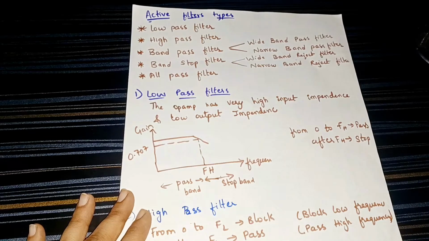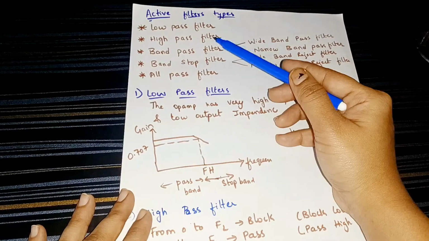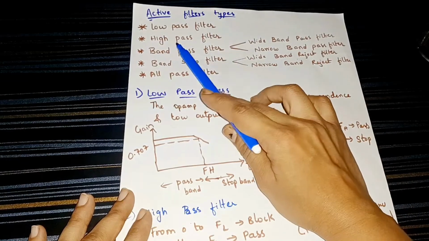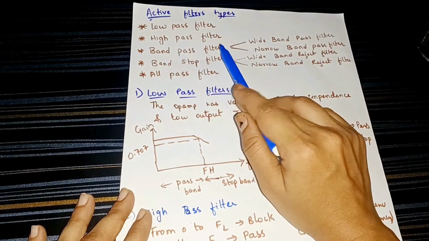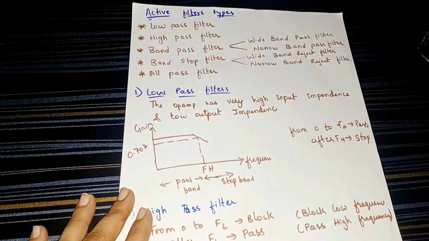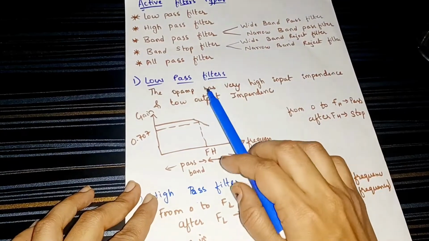Hello everyone, in this video we are going to discuss active filter types. Here we have a total of 5 types of active filter: low pass filter, high pass filter, band pass filter, band stop filter, and all pass filter. We'll discuss each and every filter briefly.